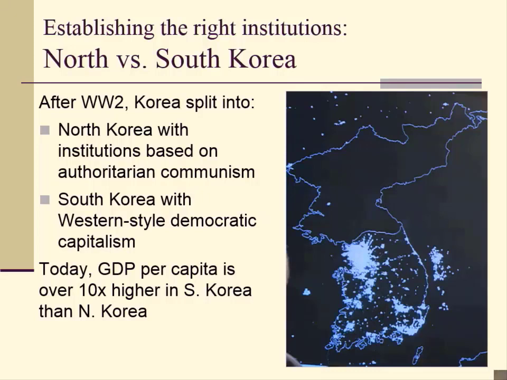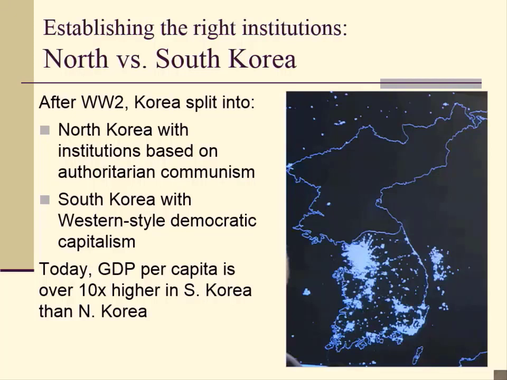One of the best examples that demonstrates why establishing the right institutions is important in increasing living standards is the stark contrast in economic development, growth, and progress between North and South Korea. After World War II, Korea split into North Korea, with institutions based on authoritarian communism, and South Korea, with Western-style democratic capitalism. Today, GDP per capita is over 10 times higher in South Korea than in North Korea.